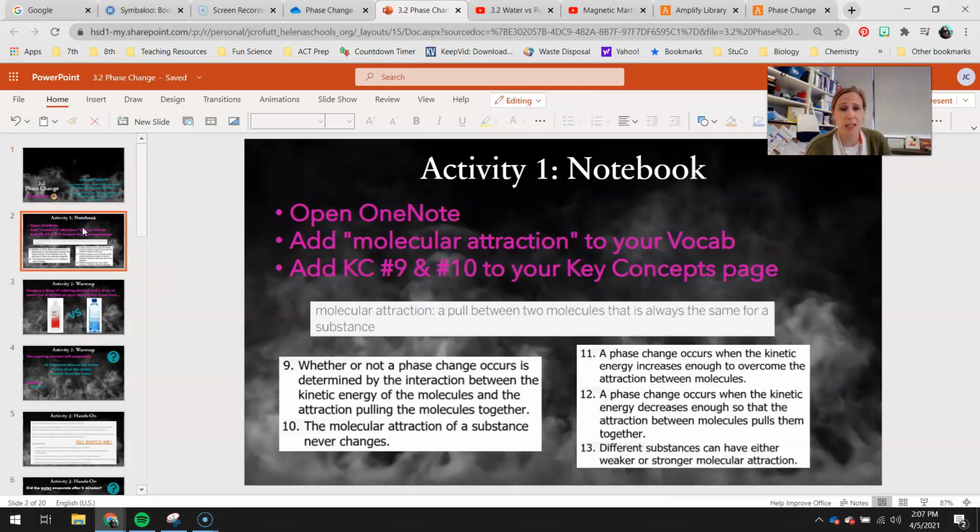So the first activity for you today is your notebook. Open up your OneNote and add molecular attraction to your vocab. Molecular attraction is a pull between two molecules that is always the same for a substance.